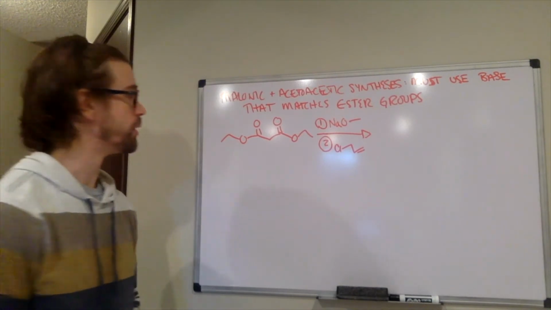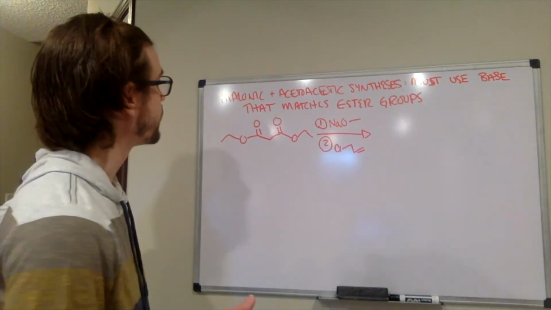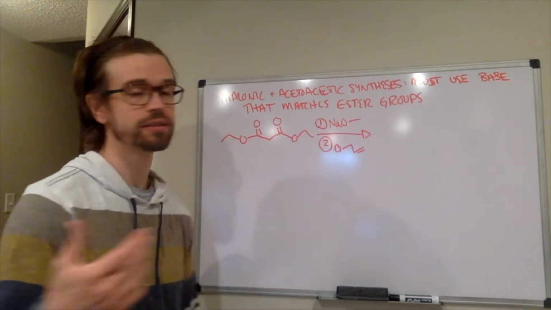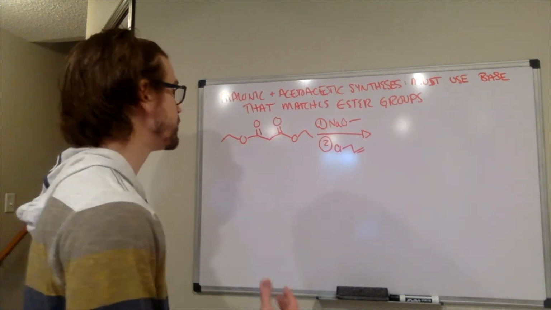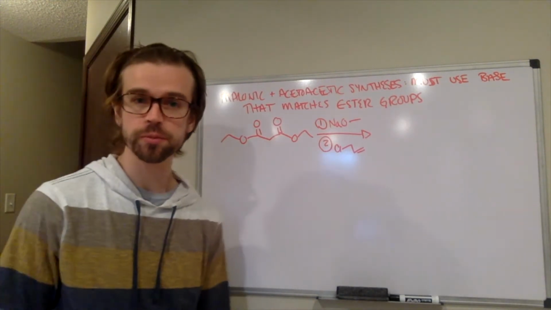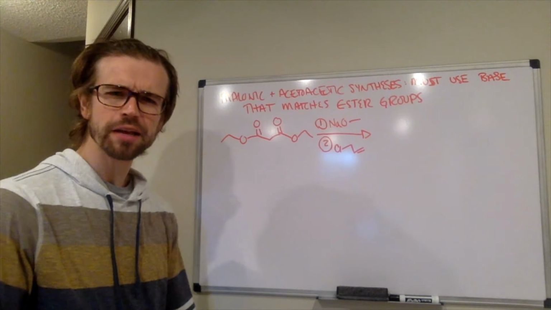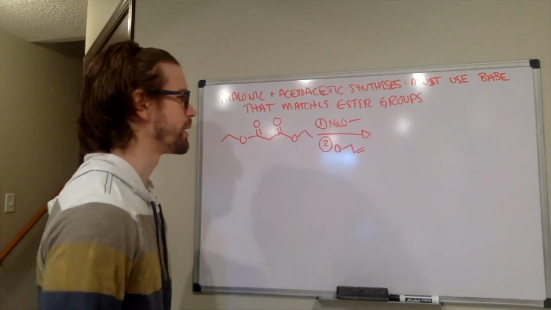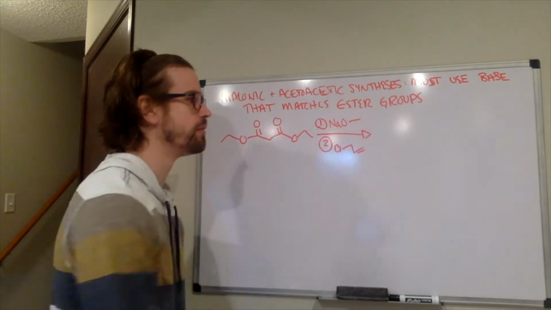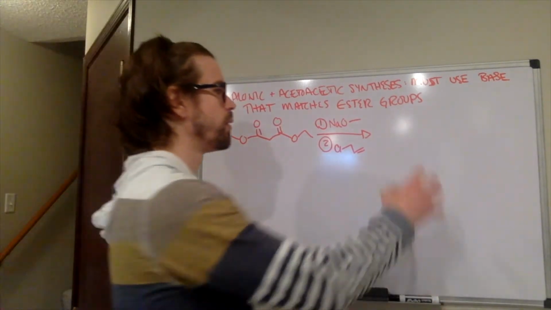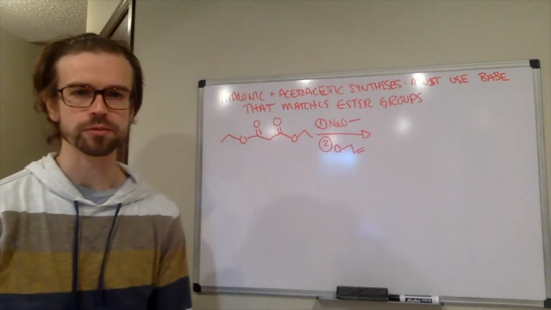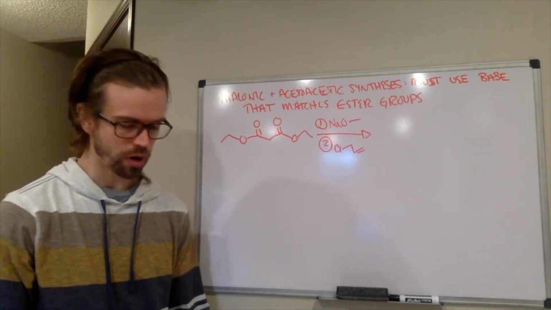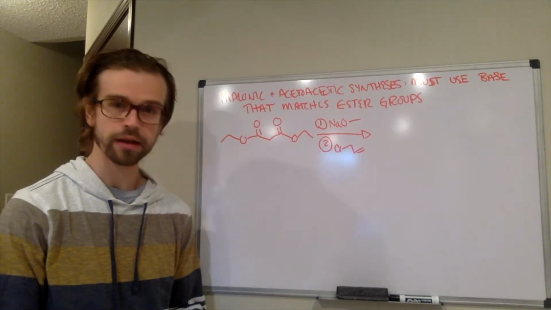Okay, so this says in the malonic and acetoacetic ester syntheses, we must use a base that matches the ester groups. So let's take a minute. We have our malonic ester, we have a base, we have our alkyl halide. What are these things going to form? Go ahead and pause the video, predict the product, and then come back.